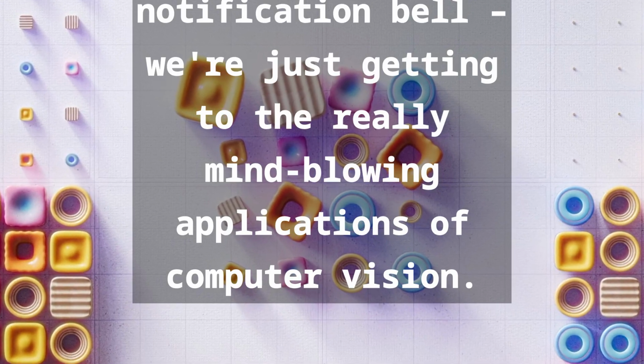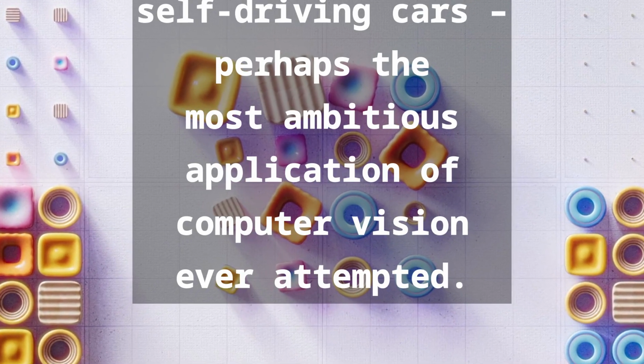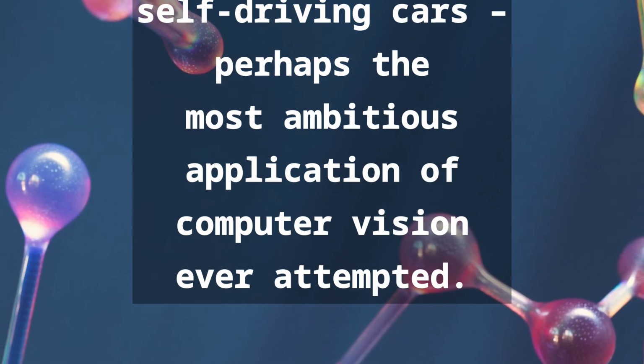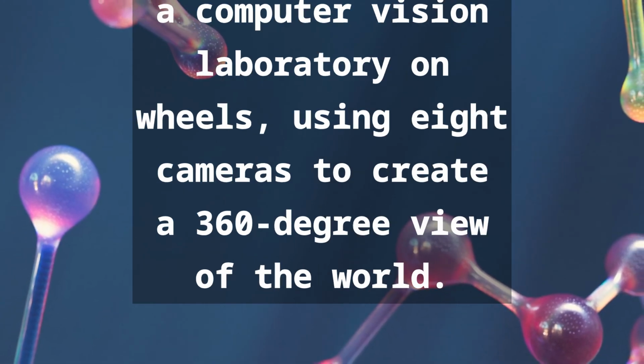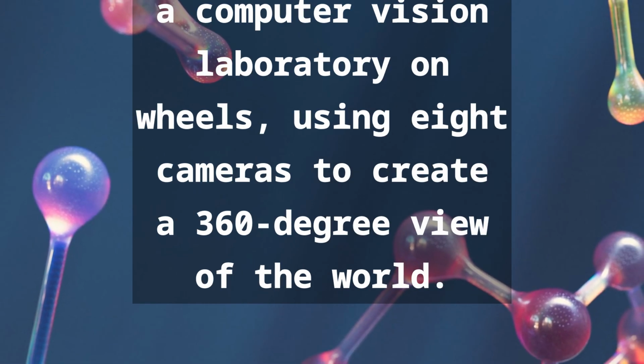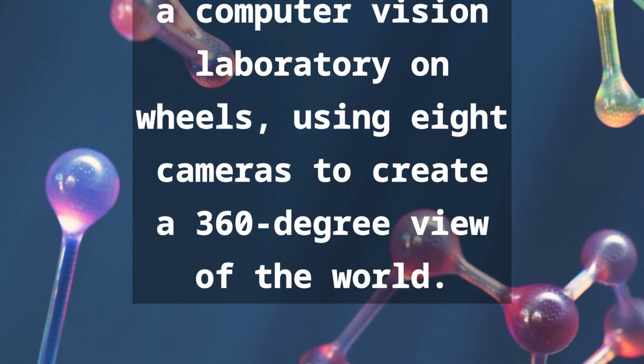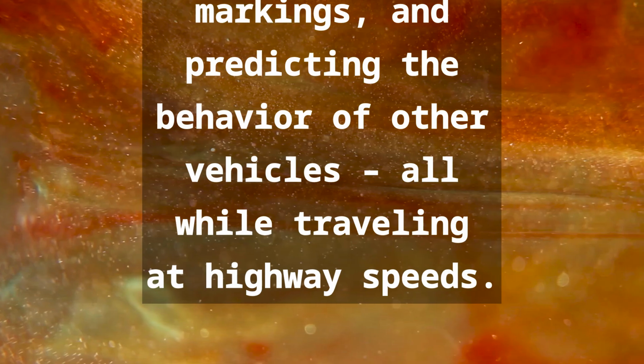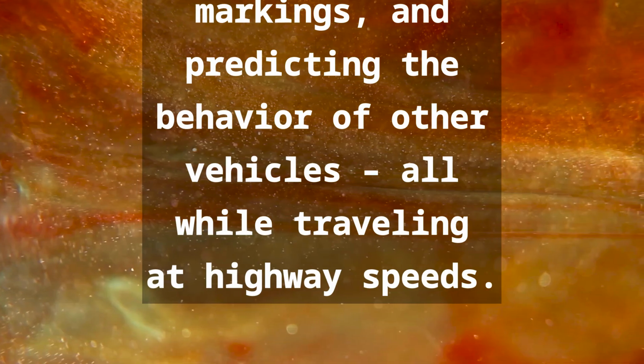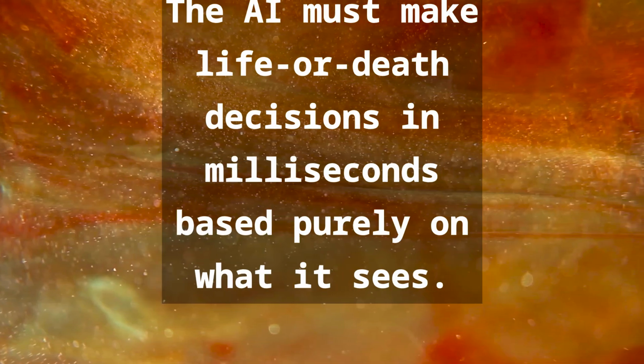Section 5. Real-world applications. Let's talk about self-driving cars, perhaps the most ambitious application of computer vision ever attempted. Every Tesla on the road is essentially a computer vision laboratory on wheels, using 8 cameras to create a 360-degree view of the world. But here's what's truly remarkable.